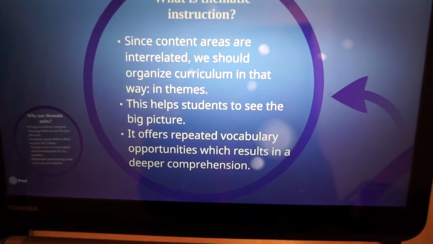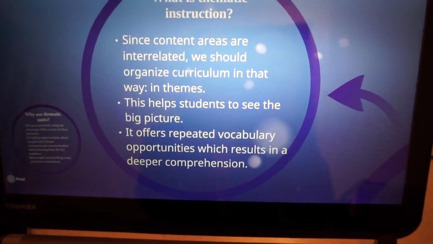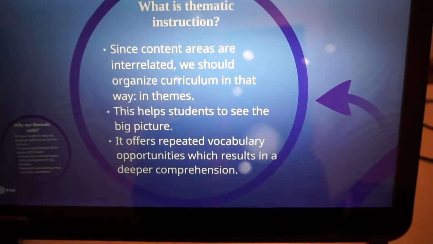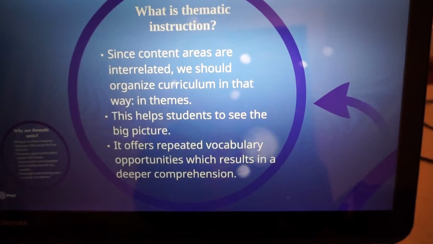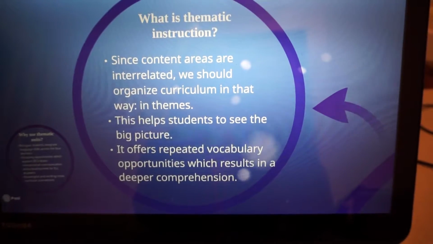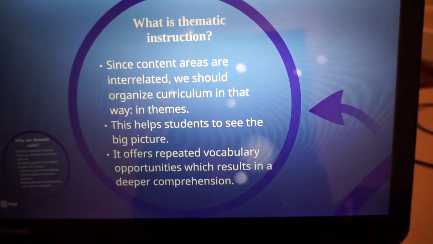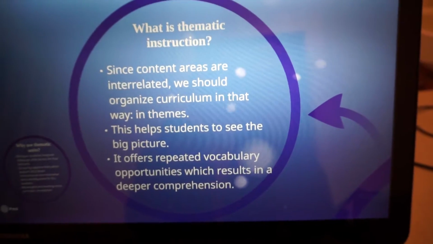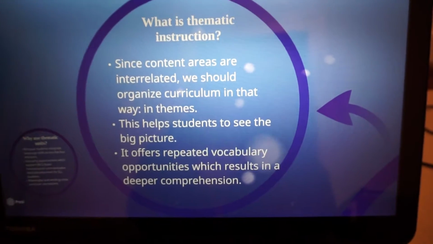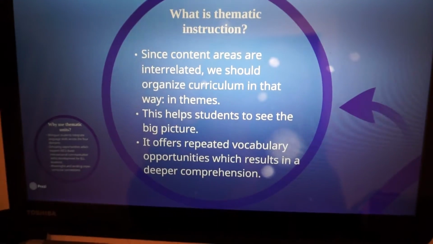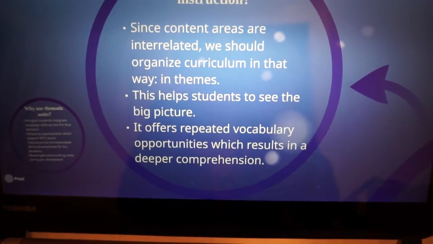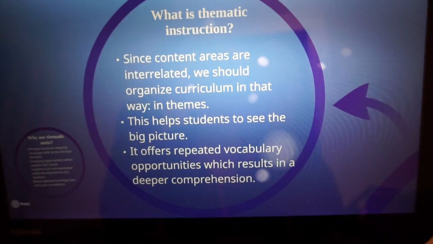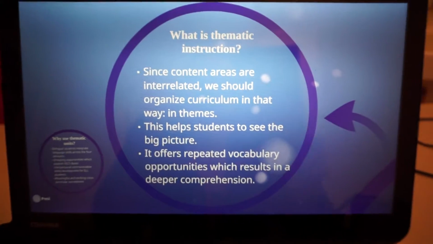themes. This helps students to see the big picture, and also, of course, it offers repeated vocabulary opportunities which results in deeper comprehension for students. So when they're hearing the same vocabulary about weather or precipitation or types of clouds through science, studying those clouds, through math, calculating precipitation, reading about the pupils' different weather experiences, that repeated vocabulary opportunity will help students to really get a deeper knowledge and keep it in their mind more than just for the final exam.